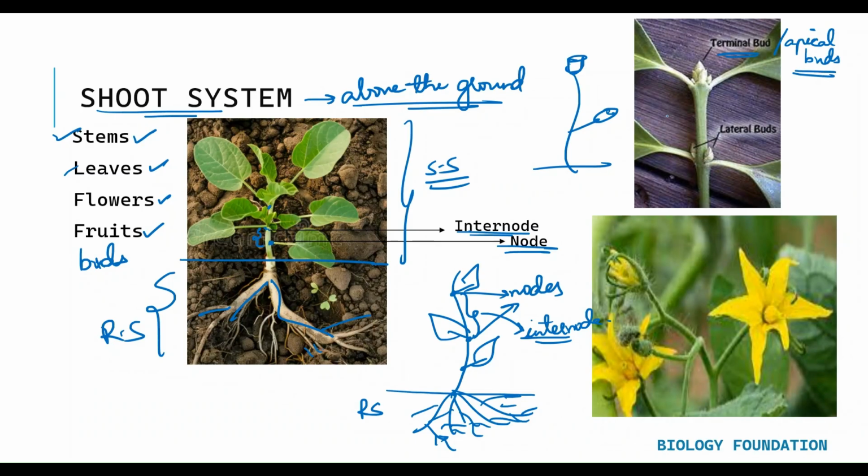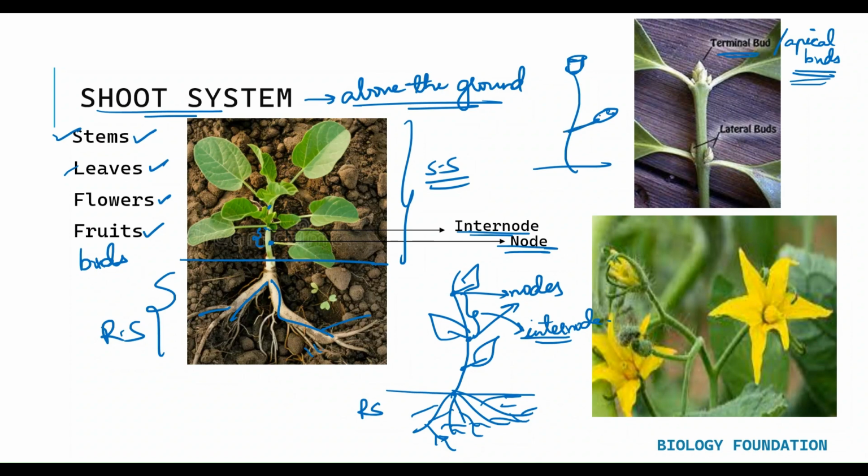Okay, they mainly help in increasing the length of the plant. They play a major role in increasing the height of the plant. As the apical buds or terminal buds grow, the main stem grows in its height and the plant looks taller.